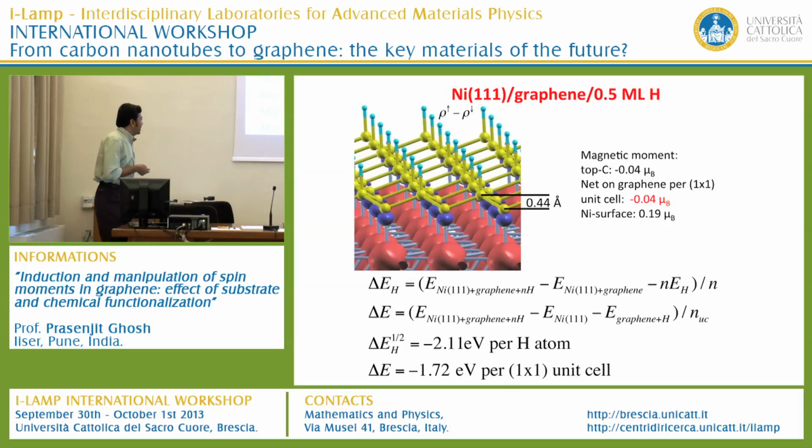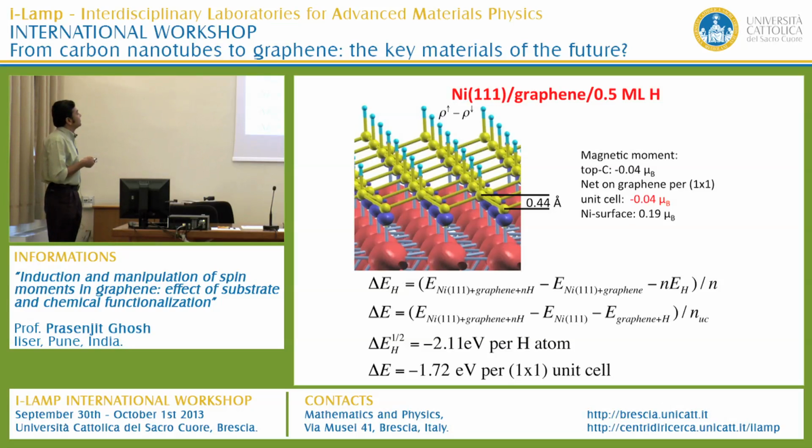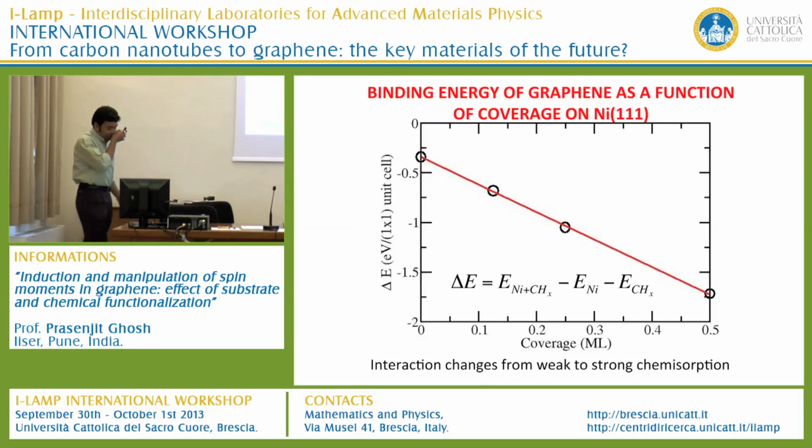And what we see is that the binding energy of this semi-hydrogenated graphene sheet is about minus 1.72 eV per 1x1 unit cell. Because of the strong binding of the hydrogen with respect to the FCC carbon atoms, the magnetic moment on this FCC carbon atom is completely quenched. As a result, we are only left with the magnetic moment on the top carbon atoms, which is aligned anti-parallel with respect to that of the nickel. So the graphene sheet now becomes ferromagnetic, but the net alignment of the magnetic moment with the graphene sheet is anti-parallel. So then what we did is we changed the coverage of the hydrogen atoms.